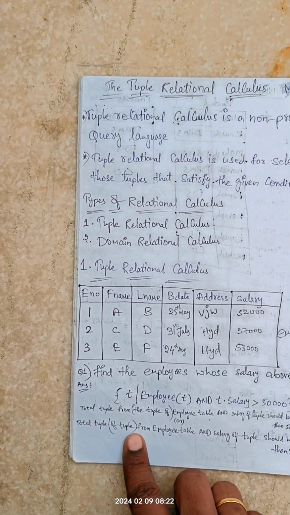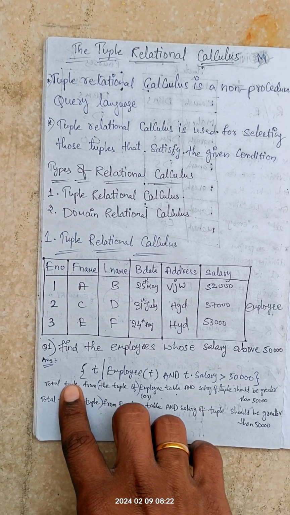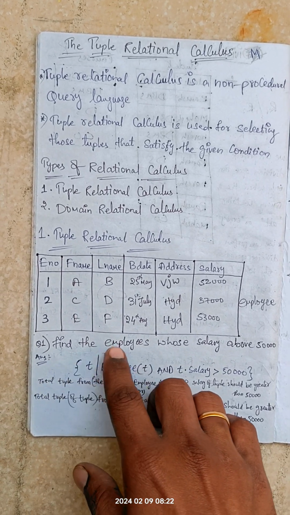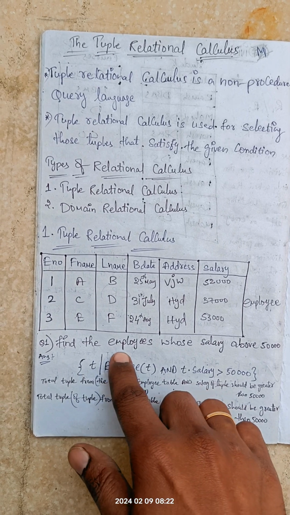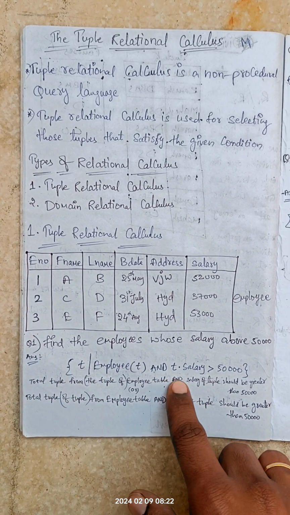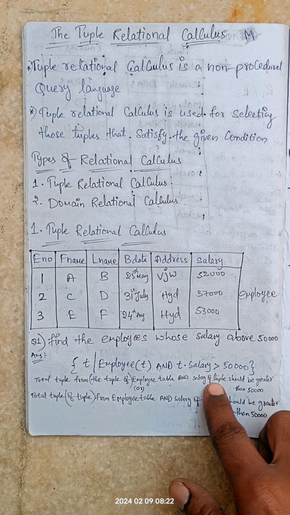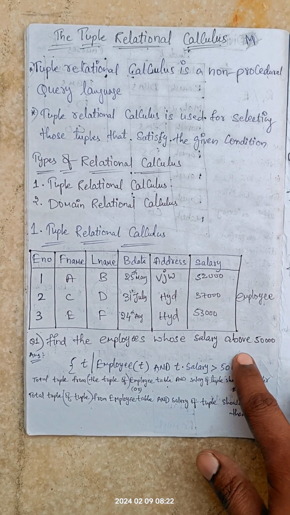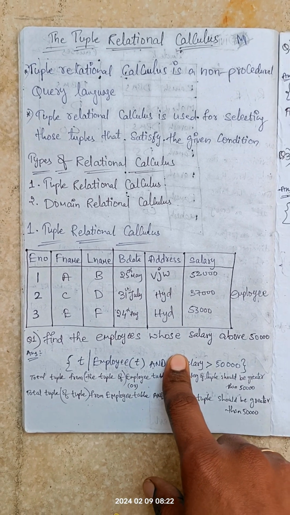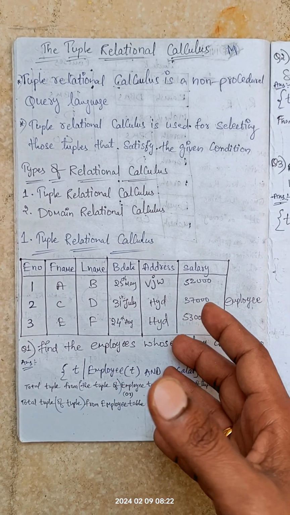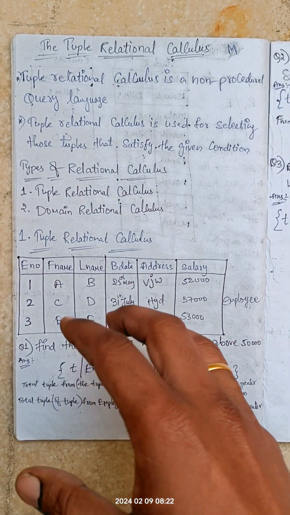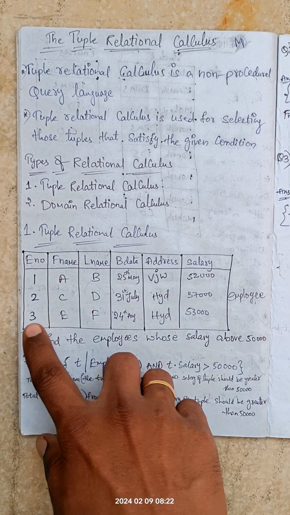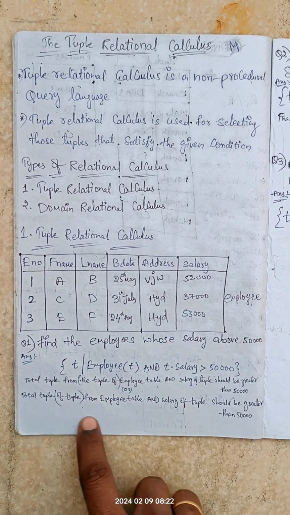See, total tuple from the tuple of employee table, and salary of tuple should be greater than 50,000. That is the explanation here. We have tried the query. Then it will extract the employees whose salary is above 50,000. These two tuples will come as an output here.